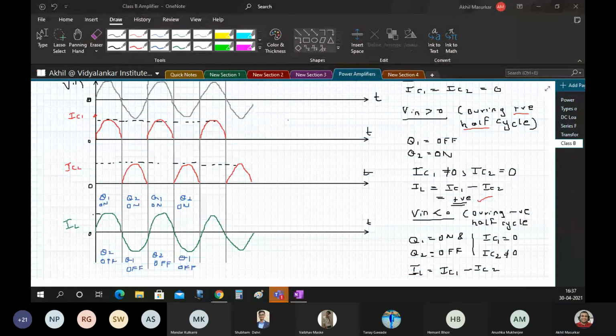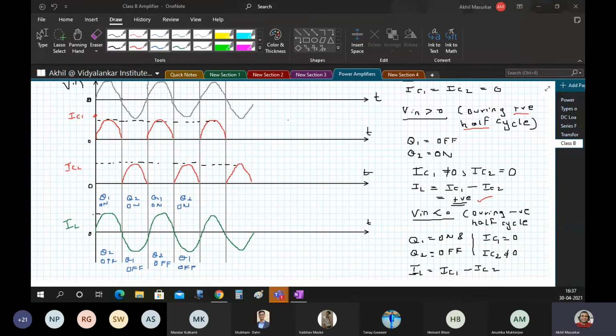Yes, any doubts in this, please ask. But here there is a small problem called crossover distortion. Though we have drawn this very nicely, there is always a problem called crossover distortion. So please copy this and then I will explain why that crossover distortion actually happens.